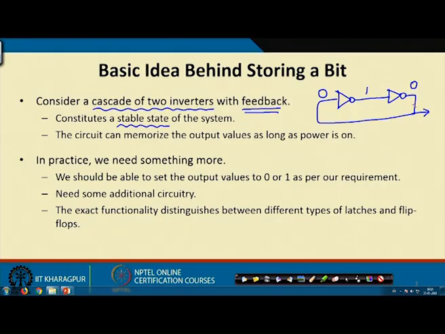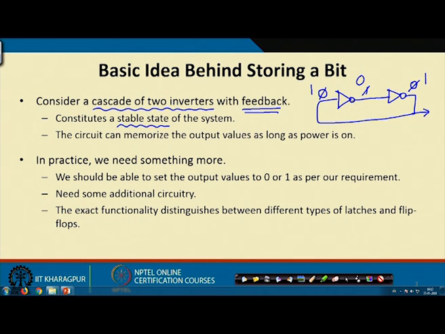Let us say if we take the output from this point, this point is at state 0. Now, somehow if you are able to change it, suppose if you are able to make this 1, which will make this 0, which will again make this 1, and the same 1 is fed back here, then we say that the output is 1. So, this configuration, a pair of NOT gates or inverters connected in a chain like this, is the basic memory element and constitutes a stable state.